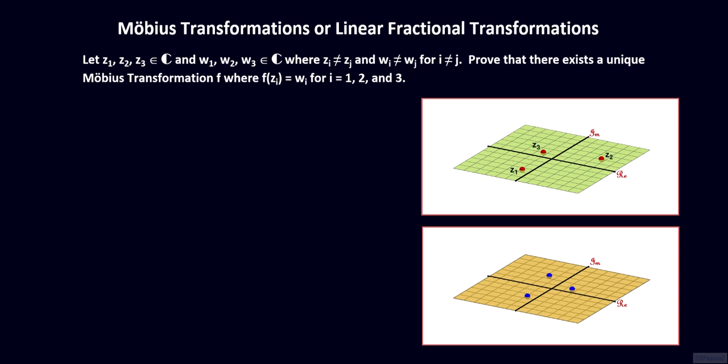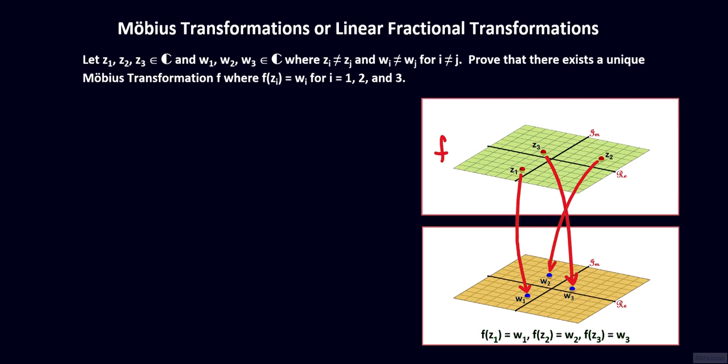Let z1, z2, and z3 be three distinct complex numbers, and let w1, w2, and w3 be another three distinct complex numbers. We are going to prove that a Möbius transformation or linear fractional transformation f exists, such that f(z1) = w1, f(z2) = w2, and f(z3) = w3.